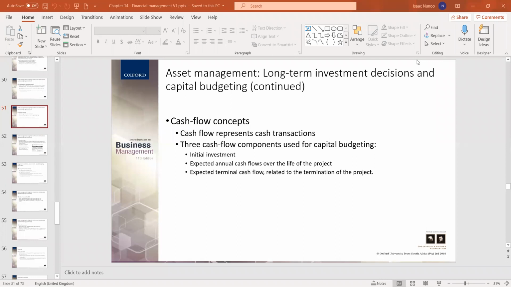Yes, so we can also talk about the cash flow concept, which is also one way of evaluating projects. If what we just talked about, the cost and benefit, is not working, you can use the cash flow, which basically represents the cash transactions, and there are three instances. We can talk about the initial investment, which is the initial money paid when we are beginning a project. We can also talk about the expected annual cash flow over the lifetime of the project. We can also talk about the expected terminal cash flow relating to the termination of the project.